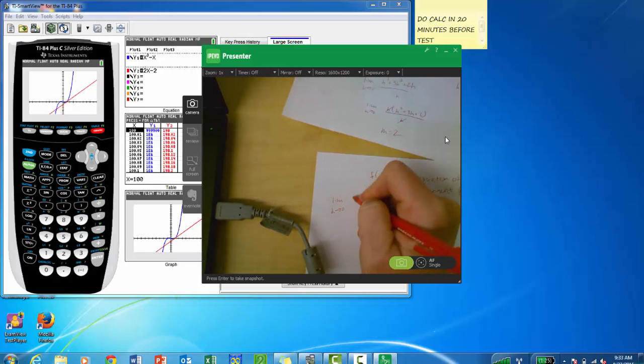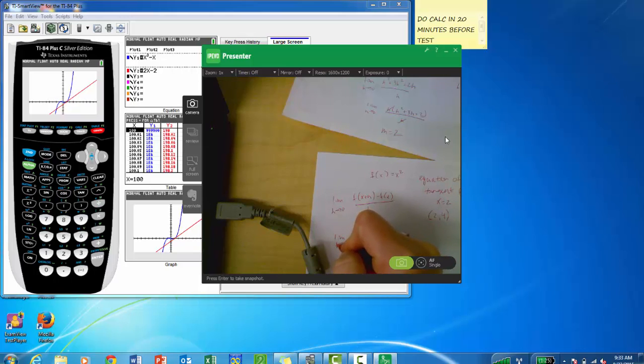Limit as h approaches 0 of f of x plus h minus f of x all over h. So the limit as h approaches 0. x in this case is 2. So I'm going to do (2 plus h) squared minus f of x, which is 4. Right? When I plug in 2 to the function, I get 4, all over h. Foil this out. Simplify.